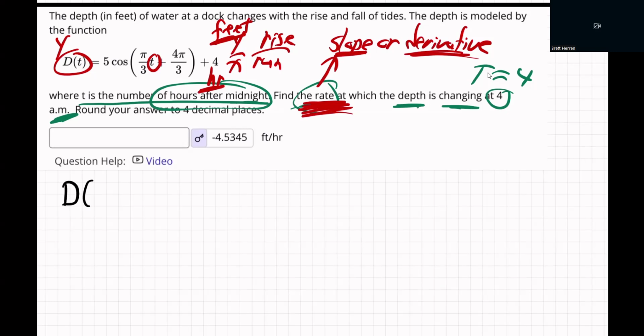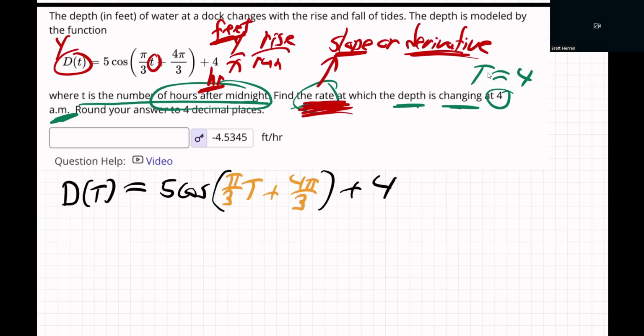Let me bring the function down here, D of t. I'm going to use a capital T because I don't want it to look like a plus sign. 5 cosine. Okay, now I'm going to try to be clear with the inner and outer layers here. Pi over 3 t plus 4 pi over 3. It's all inside of that, plus 4. So I want you to see we have an inside function. This is inside of cosine, and the cosine is the outside function, right?